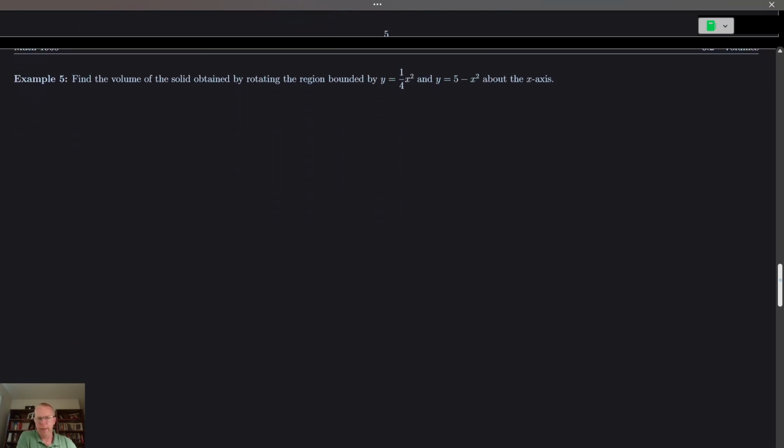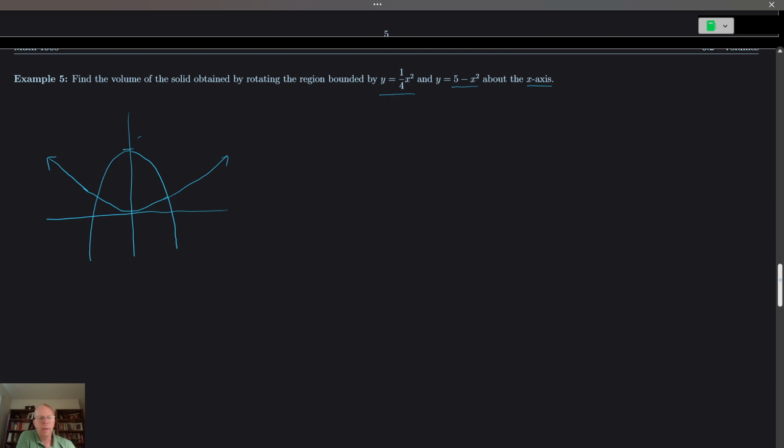All right, so now we have y equals 1/4 x squared and 5 minus x squared, rotated about the x-axis. So we have 1/4 x squared. The 1/4, if you remember from algebra classes, makes a very wide quadratic looking graph like that. 5 minus x squared is going to be an upside down quadratic that has a y-intercept of 5.